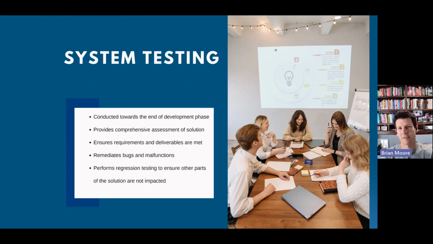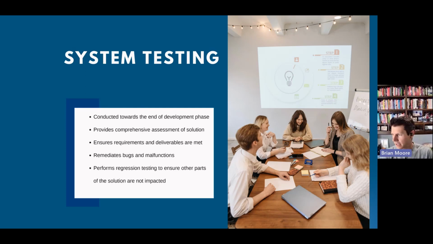Finally, as we get towards the end of development, we have system testing, and this is the end-to-end. This covers the entire solution, can also cover security performance, and lets us know not only is everything working properly, but does it achieve the intended result that we set out to do in the scope? So this will be a much broader testing covering all of the model objects, and this will help us remediate bugs and resolve malfunctions. And we're also going to do regression testing, ensure other parts of the solution aren't impacted.